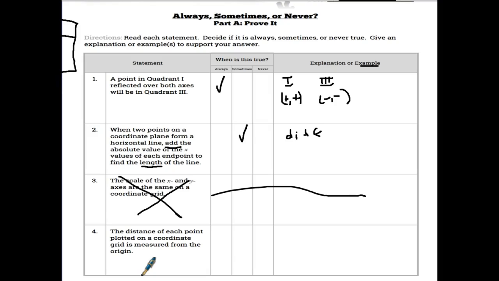Okay? So let's think about what your answer should have been for this. The distance of each point plotted on a coordinate grid is measured from the origin. Well, when you first started plotting numbers, one of the first steps we used is begin at the point of origin and move from there. Start at the point of origin, which is where x is 0 and y is 0. So this is an always statement. Okay, so now let's go to the next section.